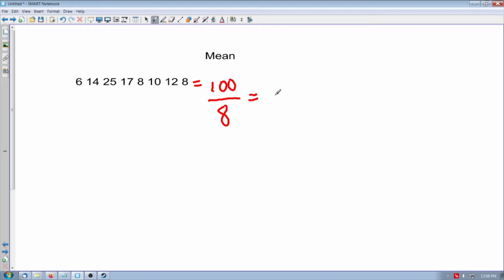I have 8 of these. So if I do 100 divided by 8, you will get 12.5. So the mean, or average, of this data set of 8 numbers is 12.5. Add them all up, divide by the total numbers. We have 8, and you get your average.